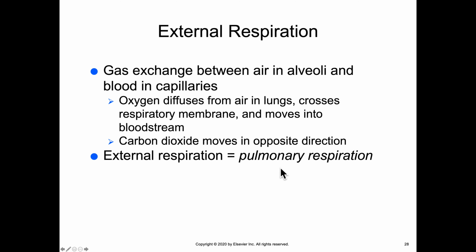External respiration is also known as pulmonary respiration. So this is exchanging of gases between the alveoli and the air, between the lungs and the air. They call it external because you are exhaling air and inhaling air, so it's coming from the external environment. That's why it's external respiration, even though this is occurring in the lungs. So oxygen goes from the lungs to the bloodstream, whereas carbon dioxide goes from the bloodstream to the alveoli and the lungs, which can then be exhaled out. Because remember, carbon dioxide is a waste product.